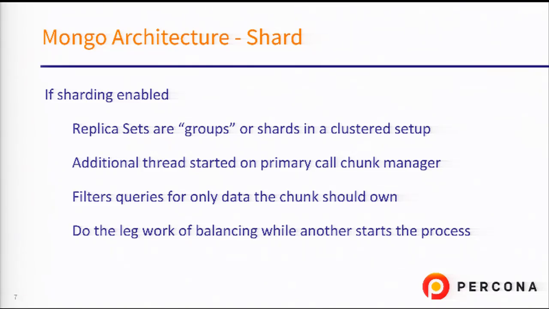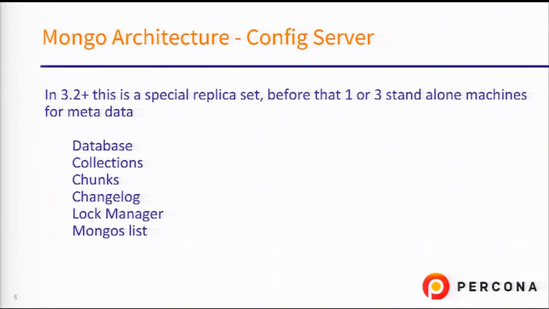And the config servers and MongoS update the metadata, so all the queries and all the writes for that range start going to the new location. And that's all in a very atomic way, so you don't end up with one write going here and one write going there. And then the config server, I talked about the metadata, but at a high level, you have databases, you have collections, you have chunks, a changelog, a lock manager, and a MongoS list.